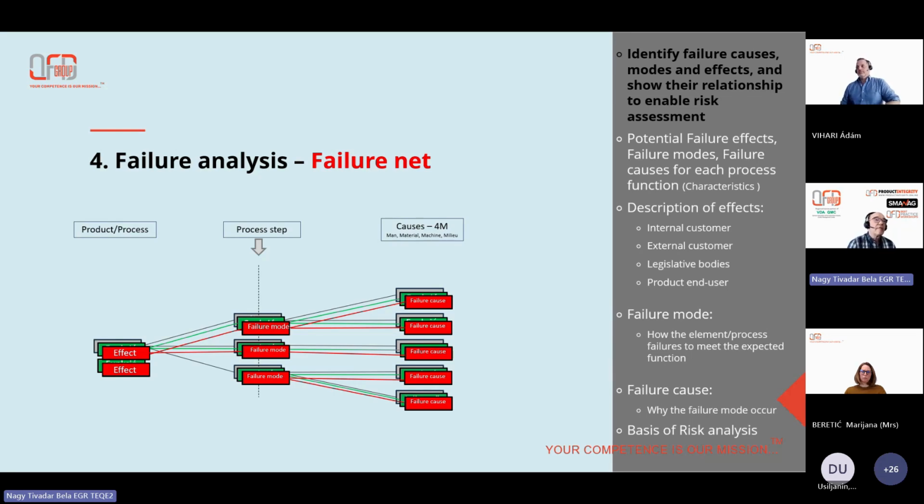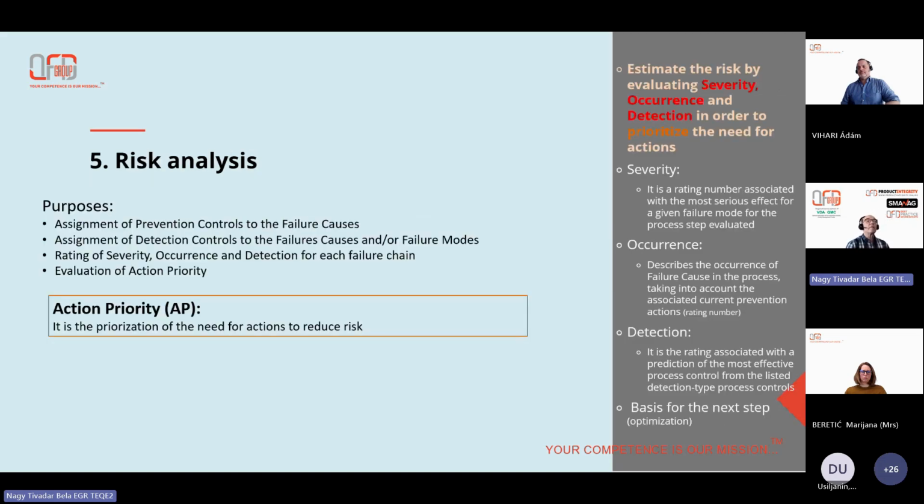Here we have to speak about the description of effect. The effect could be external customer, internal customer, legal bodies, and product end user. When we have these effects, the failure modes and the failure causes, the analysis is complete. But the next step will be the most difficult step in our analysis.